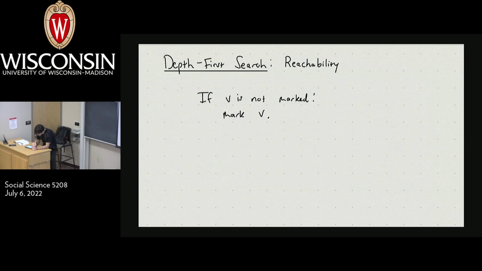And I guess I should mention, we're trying to solve the reachability problem. So you have a node S and a node T, and you want to figure out, is there a path from S to T?